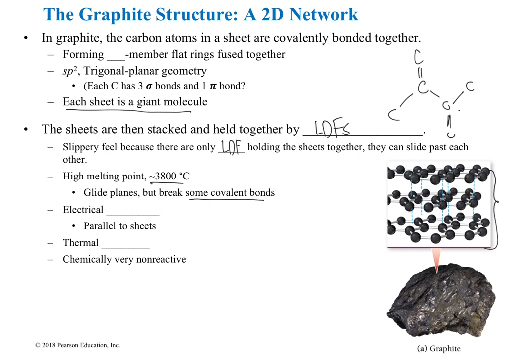They are electrically conductive, specifically parallel to the sheets, where electrons can flow in between the sheets due to the gap in the pi bonds. So graphite is a great conductor of electricity, which we don't really think about when we think of our pencil lead. They are thermal insulators, so heat is not able to really go through them.